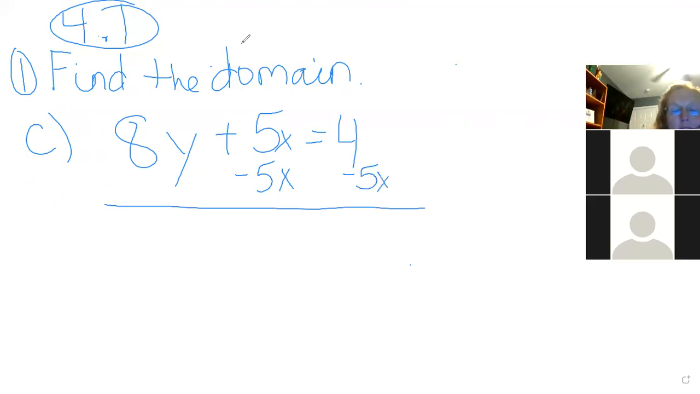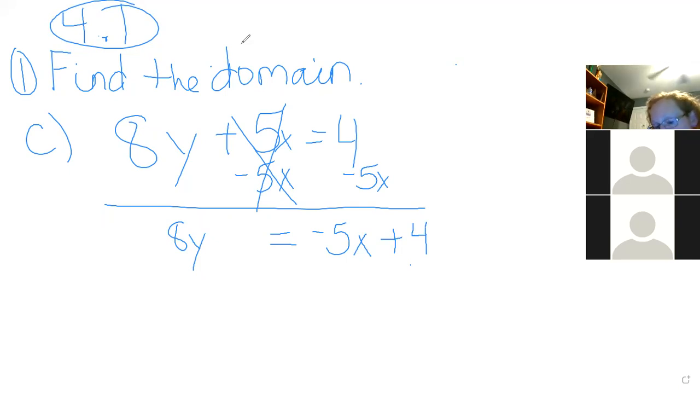I'm going to put a line right here. And so that's going to drop my 8y. A positive 5x and a minus 5x, those are going to cancel each other out. We're going to bring my equal sign down. And then normally in math, we write the thing with the variable first. So I'm going to write negative 5x and then plus 4. But if you wrote 4 minus 5x, it's the same thing.